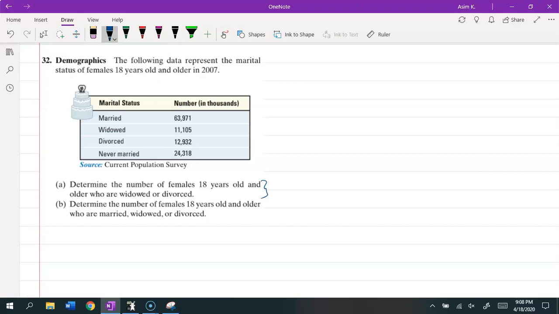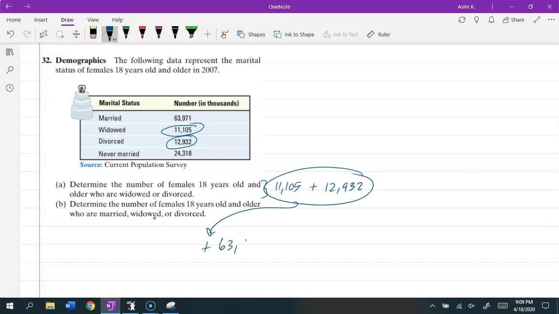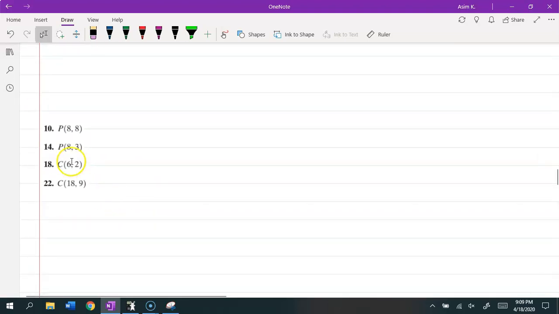So if you look at the number of people who are widowed and the number of people who are divorced, all you got to do is just take those numbers, 11,105, and add it to 12,932, and that'll give you the number that are widowed or divorced. Now, the next one says determine the number of females 18 years old and older who are married, widowed, or divorced. So it would basically take these same 2 sets of numbers and add to them additionally 63,971. And again, this is in thousands, by the way. Okay, so altogether, that gives you the answer to letter B. So that one was not so bad. I just wanted to include it in my examples here.